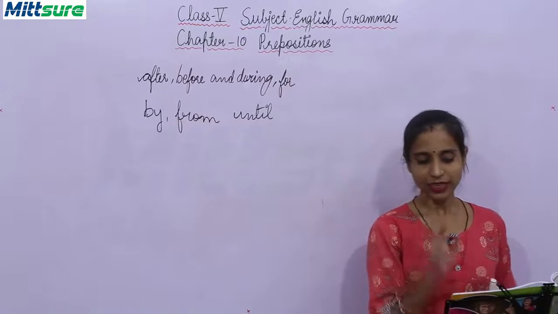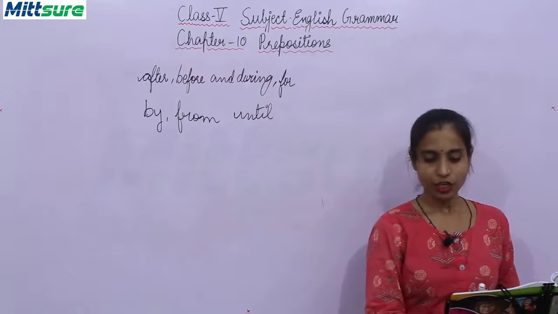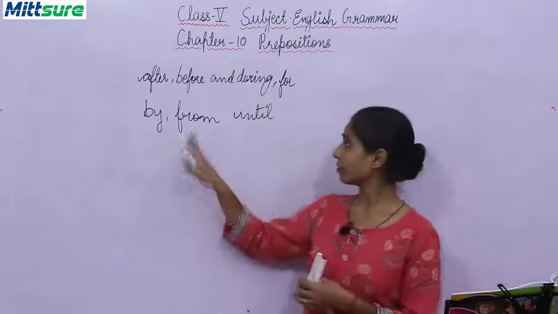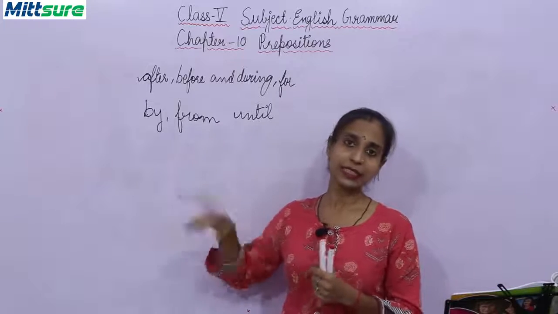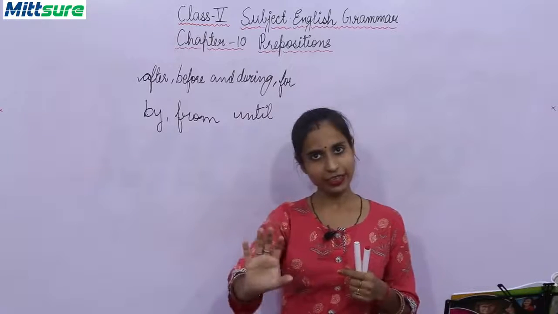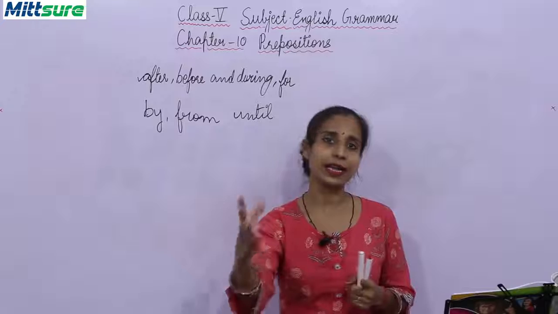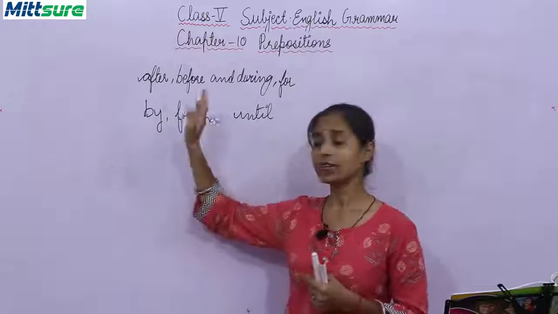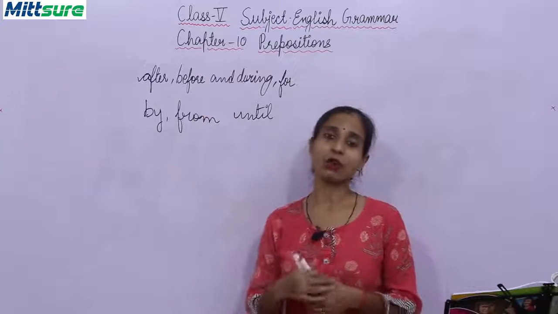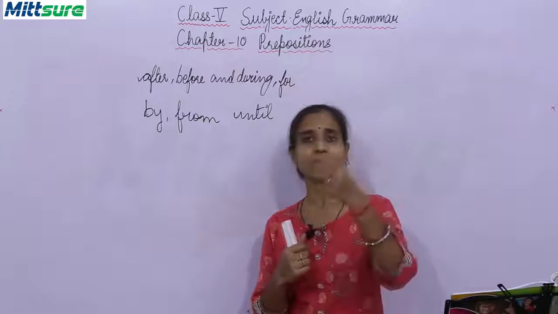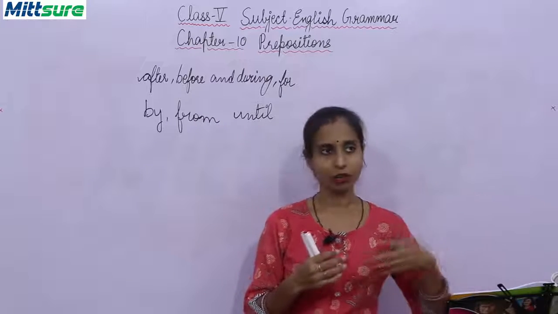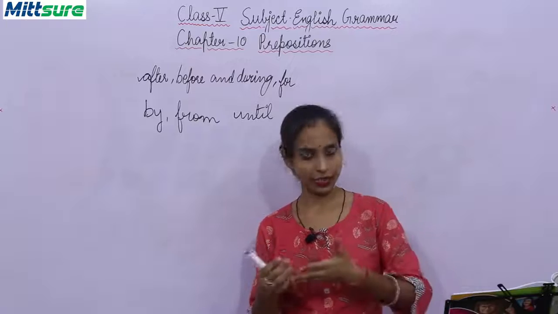Then uses of until. From means the starting of any time. By means the end of any time. The program will end by 8 o'clock. That means this is telling you the end, and from is telling you the starting. The program will start from evening, or from 6 o'clock, like that.